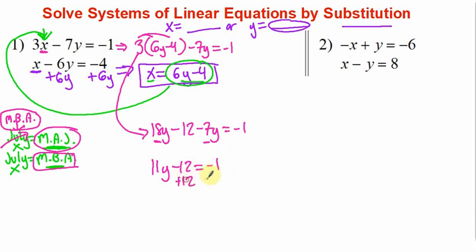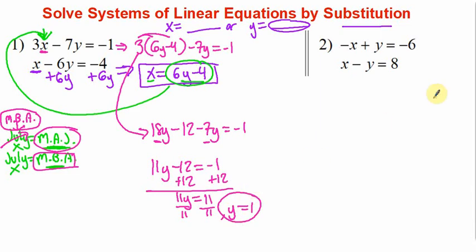Okay, and then let's add 12 to both sides. And let's see, did we do something? Oh no, I thought we made a mistake there, but I think everything's right. So 11y equals negative 1 plus 12 is 11, so we can solve for y by dividing by 11. That means y is equal to 1.